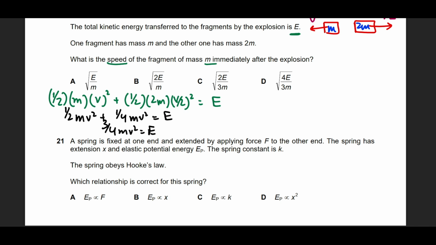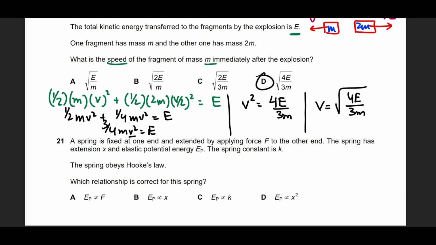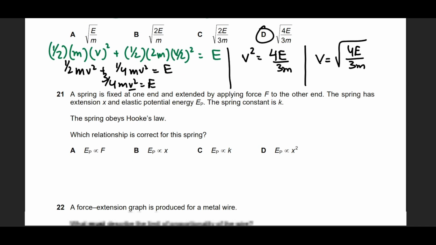When you add both of these together, because the variables are the same, this becomes 3 by 4 mv square equals E. It's a matter of then algebraic manipulation, because we want to find v. So this becomes v square is equal to 4E divided by 3m. Then you take the square root, that becomes v equals the square root of 4E divided by 3m, which is going to be option D, right? This is going to take some time. There is no shortcut for this.